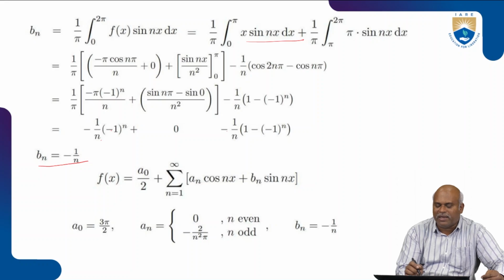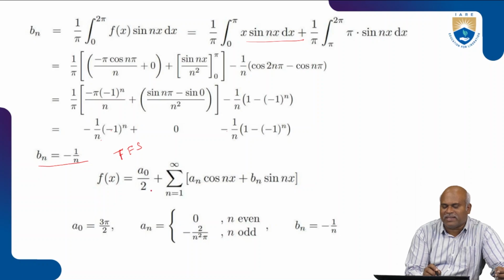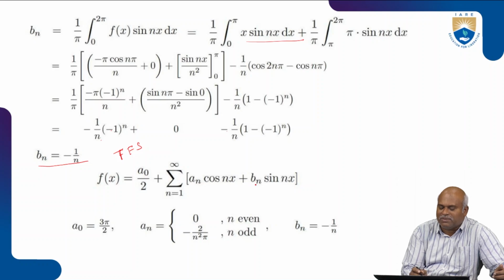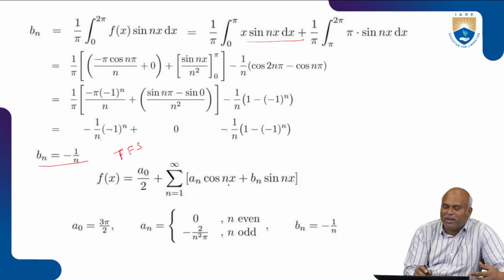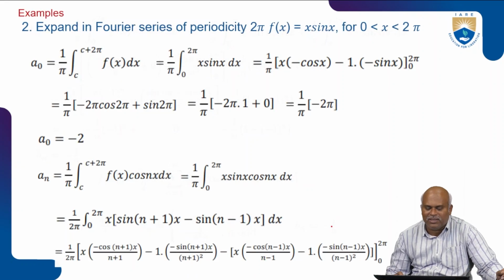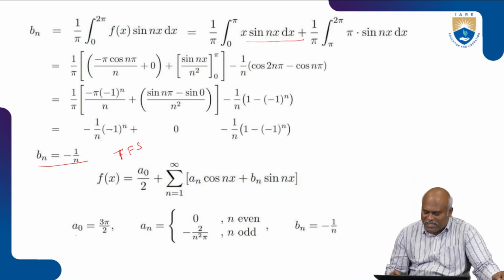Now we should write the trigonometric Fourier series equation: f of x equal to a0 divided by 2 plus the summation from n equal to 1 to infinity of a of n cos nx plus b of n sin nx, as per the received sum. Based on that, I write the equation for the trigonometric Fourier series. Now a0, we found, equals 3 pi by 2. a n is equal to 0 for n even, but minus 2 by n square pi for n odd, and b of n is equal to minus 1 by n. We substitute for the case, and we get the Fourier series of the trigonometric condition.